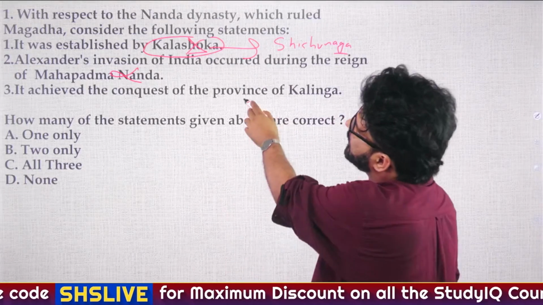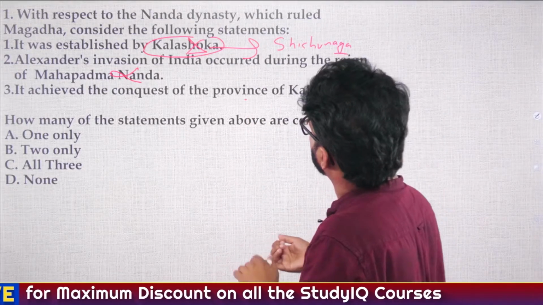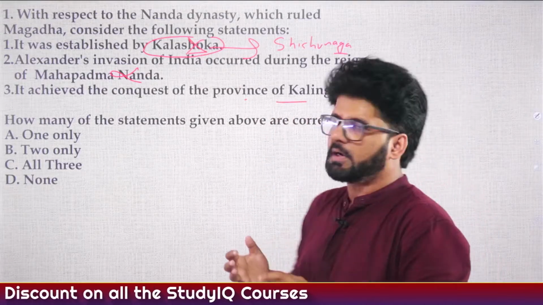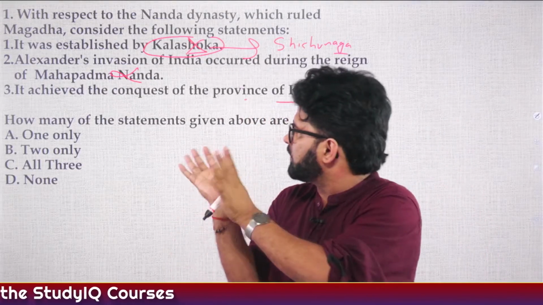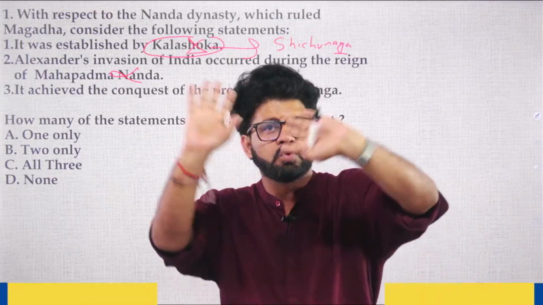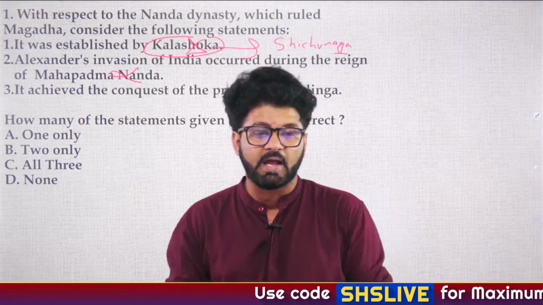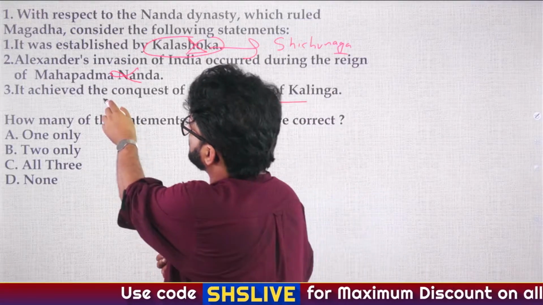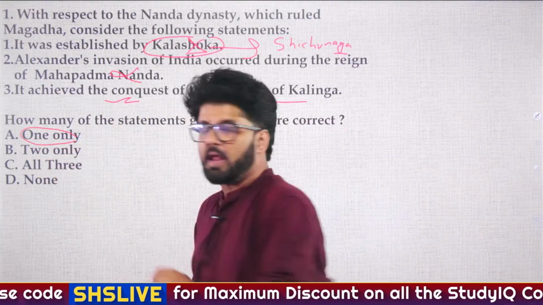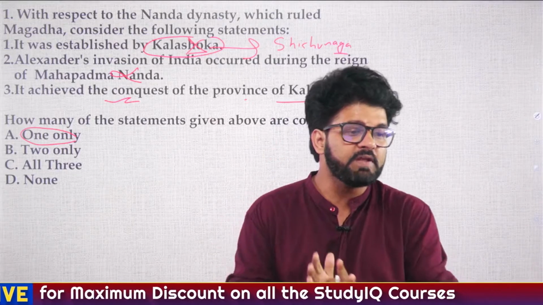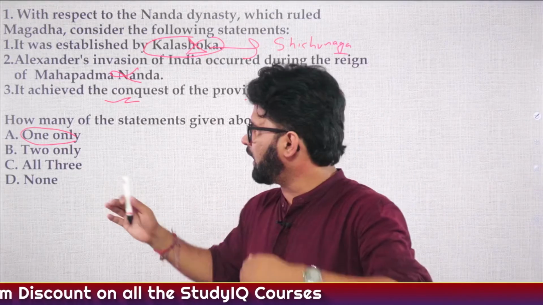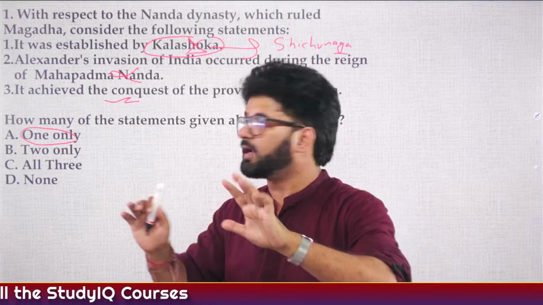And the third statement is that the Nanda dynasty achieved the conquest of the province of Kalinga. It is said about the Nanda dynasty that they were one of the earliest dynasties which ruled over a large part of India. And yes, they did conquer Kalinga. So the third is correct and the answer is A, 1 only. None of the people who answered got the answer correct, and that is actually good.